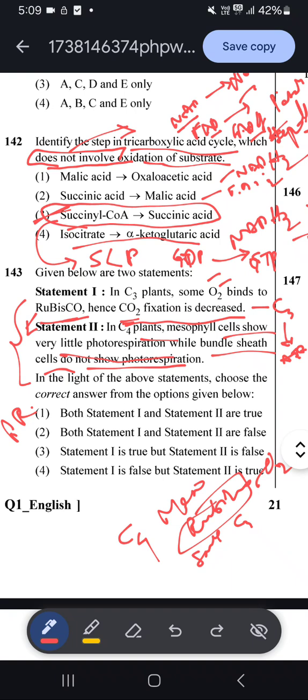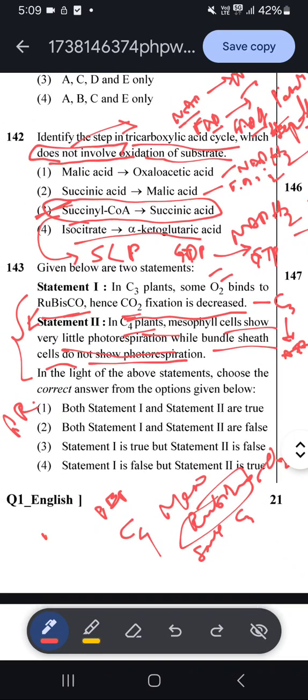In C4 plants, mesophyll cells show very little photorespiration, while bundle sheath cells do not show photorespiration. C4 plants are designed to avoid photorespiration, because in C4 plants there is an enzyme called PEP carboxylase.